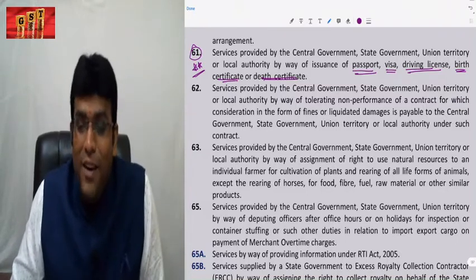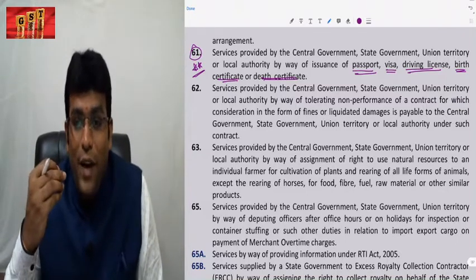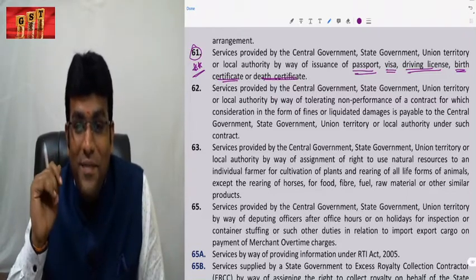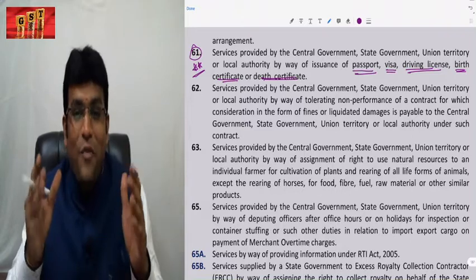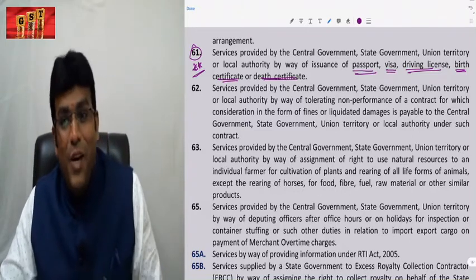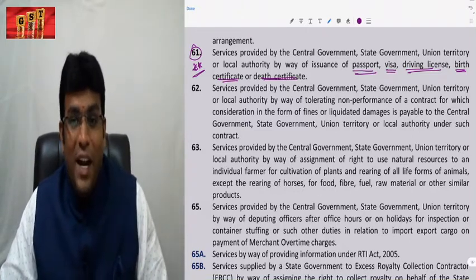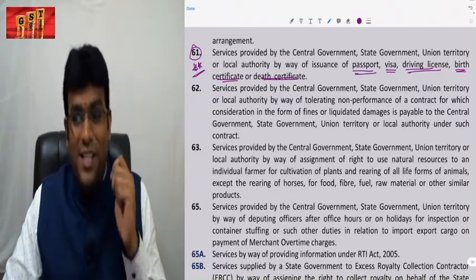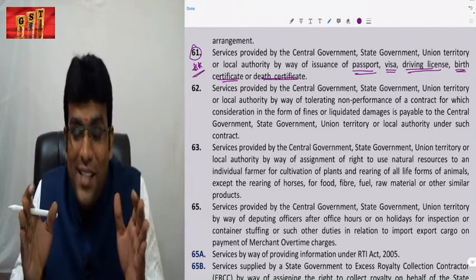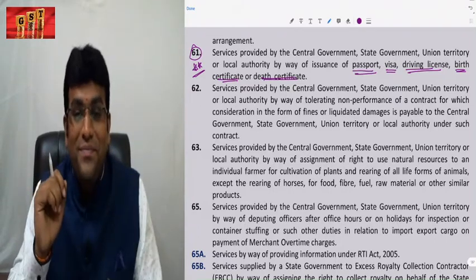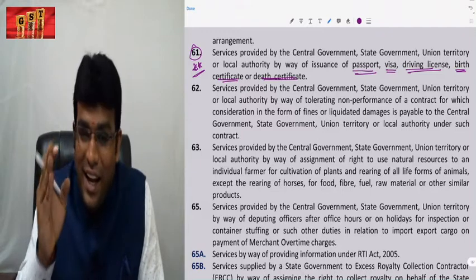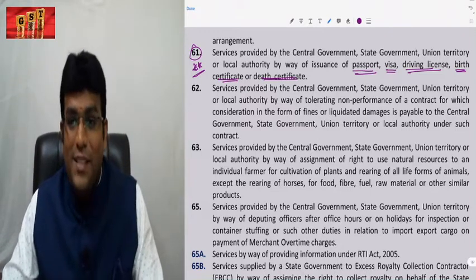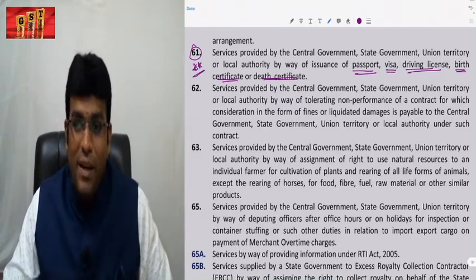Exactly. So let me give a practical example. When my son was born, my son is actually a post GST boy. I mean to say, he is born after 1st of July 2017. When he was born, in order to get birth certificate, I actually went to the municipal office and I paid some application charges. On the application charges, they did not take GST from me. The reason being very clear that it is exempt. Passport, visa, driving license, birth certificate and death certificate. Remember these points, very important.